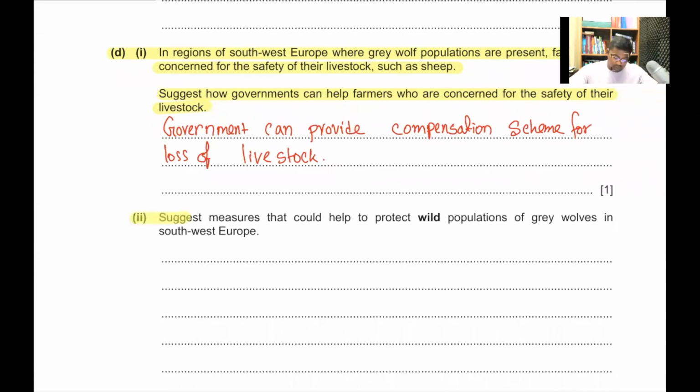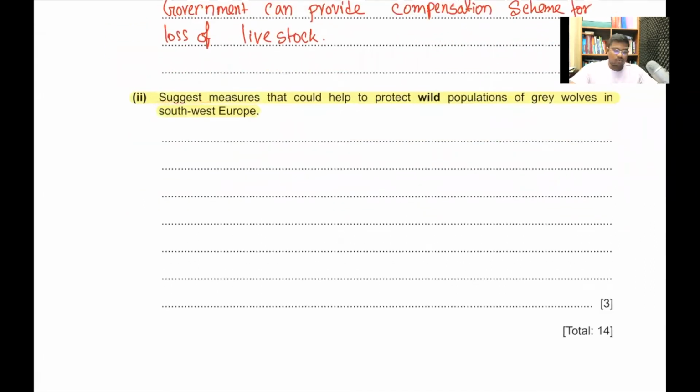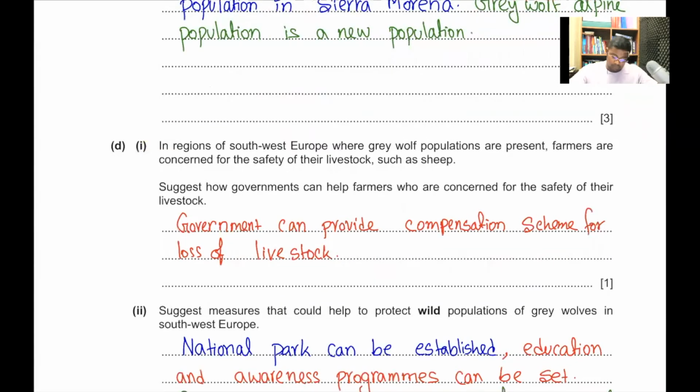Or D2, suggest measures that could help to protect wild population of gray wolves in Southwest Europe. So, because the question says suggest, what kind of measures we can take is we can establish a national park where we can protect the gray wolves. And in the national park, hunting of the gray wolves is not allowed. Education and awareness programs can be set. Government can ban the hunting of the gray wolf totally, and the populations can be monitored so that we can find out whether the population increases or not, or whether they're being poached or not.